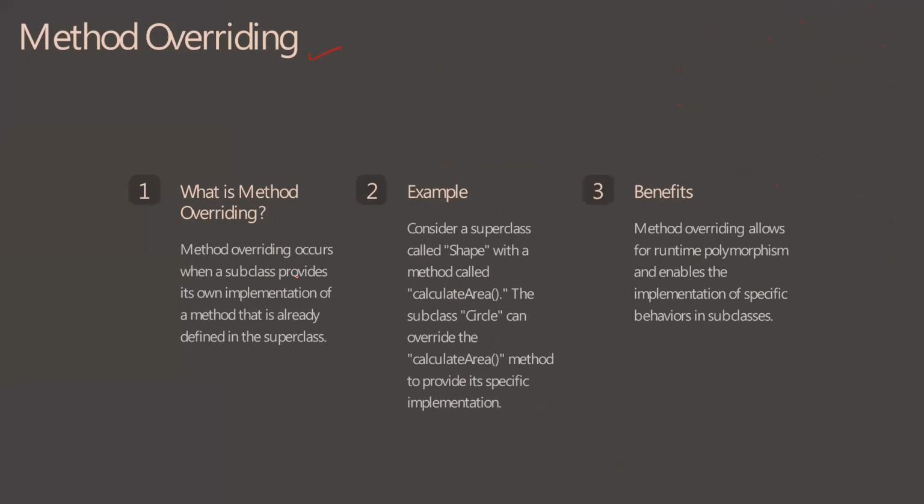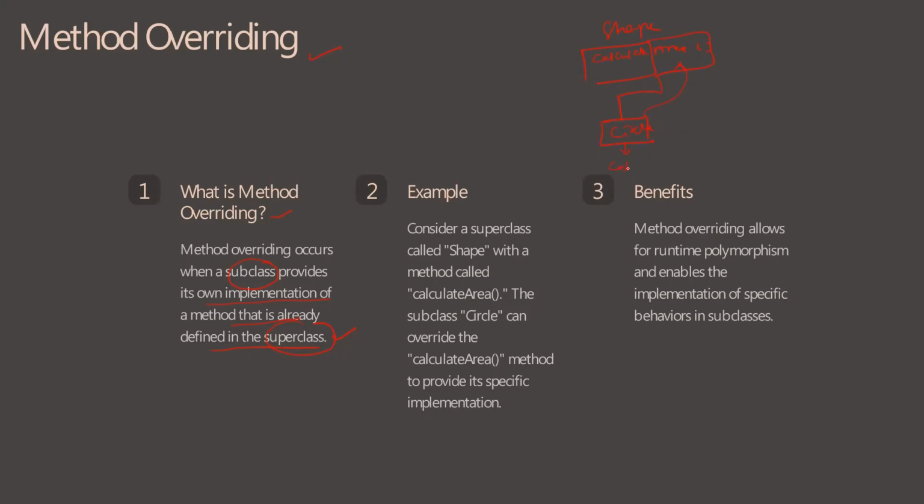And next, already we have seen what is method overriding. Method overriding occurs when a subclass provides its own implementation of the method that is already defined in the superclass. So in the superclass, there will be one method which is already defined, and the same method you are going to define in your subclass. So same method name in two different classes, that is method overriding. Example, consider a superclass called shape with a method called calculate area. The subclass called circle, so this is my subclass, which is circle, can override this calculate area.